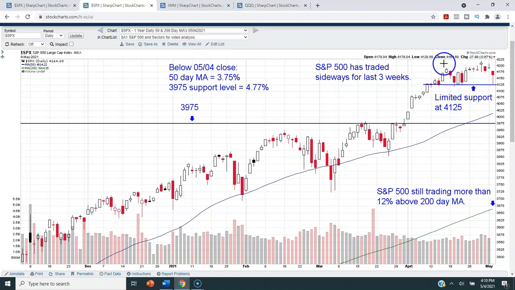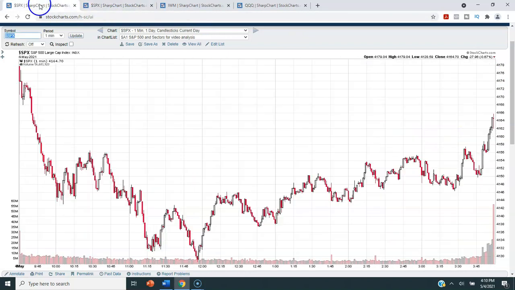We closed at 4164.68. And what we can see here, first off, is that we've been trading really sideways in the S&P 500 for the last 3 weeks. Right now, we're trading about 3.25% above the 50-day moving average right here, and we're about 4.77% above this 39.75 support level, which really, other than this 41.25 level right here, where there is some minor support over the last 3 weeks, and you can see we came down and almost kissed that level today.